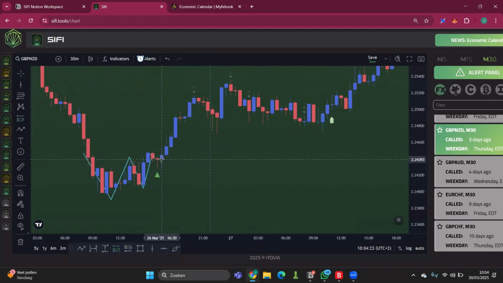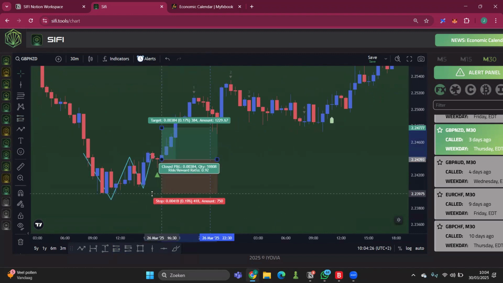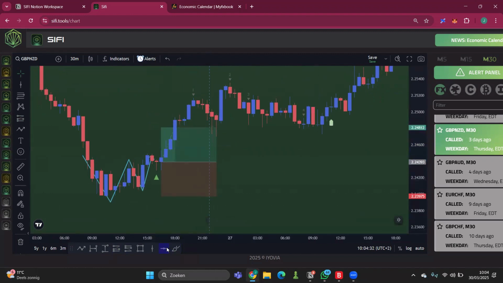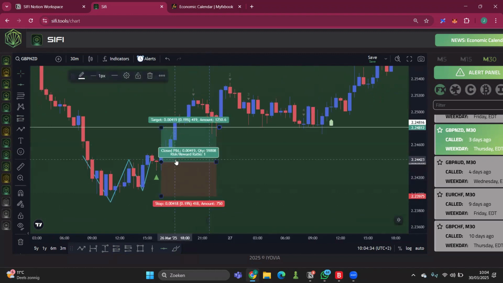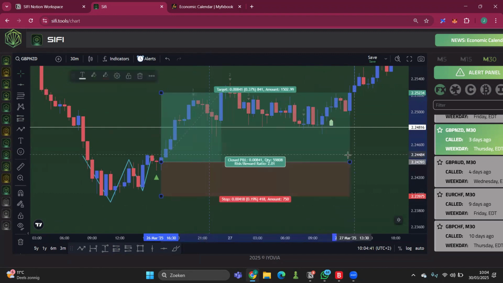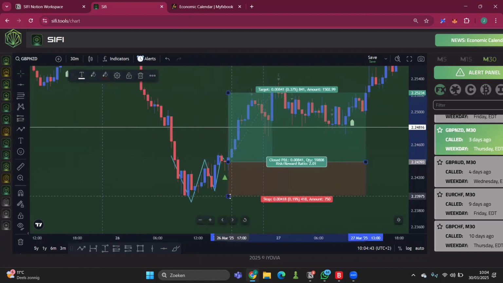Then your entry is right here. Stop loss below the low. First target right there. Amazing. I'll just put this one on it. And then, of course, the second target goes to right there. But then don't forget to add your spreads to this. So spread times 3, so you have some extra breathing.